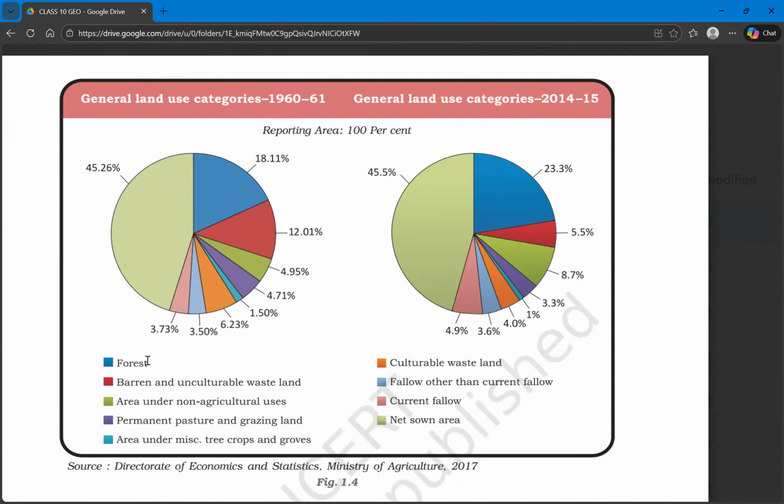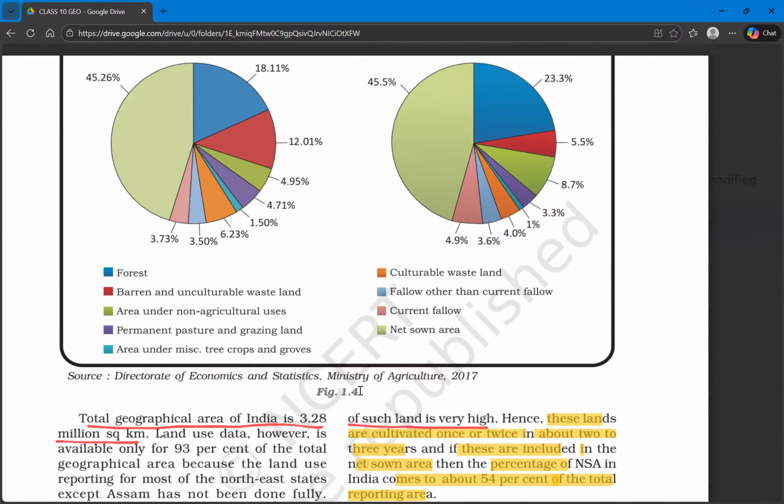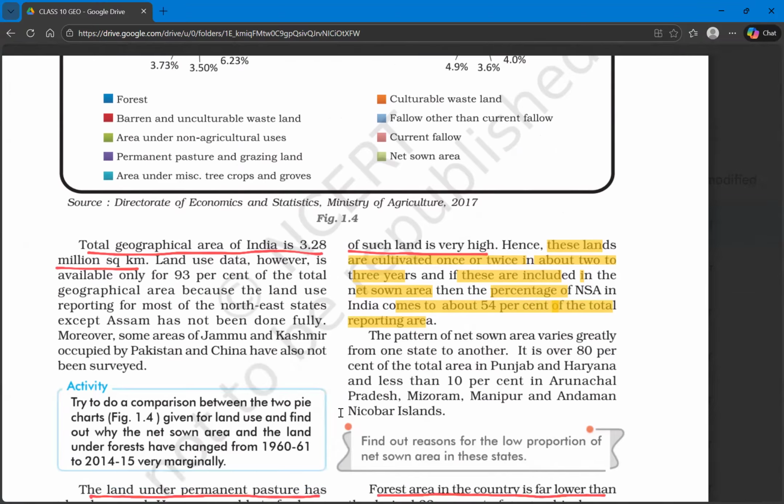Here, forests 18.11%, whereas it has increased, which is a good point, and also this one, net sown area, 45.26 to 45.5. So this basically gives the differences in land use pattern over a period of at least 50 years. So this is how the change in land pattern has taken place.